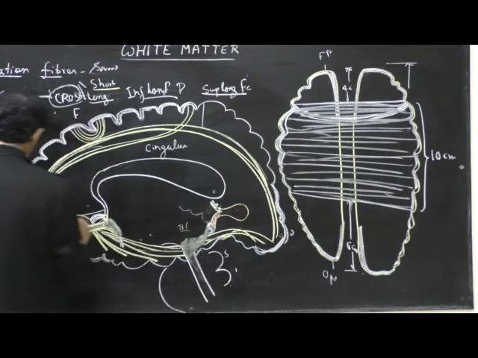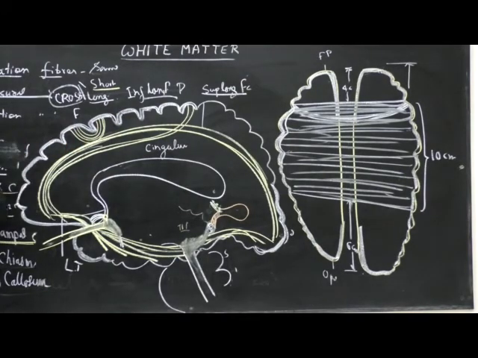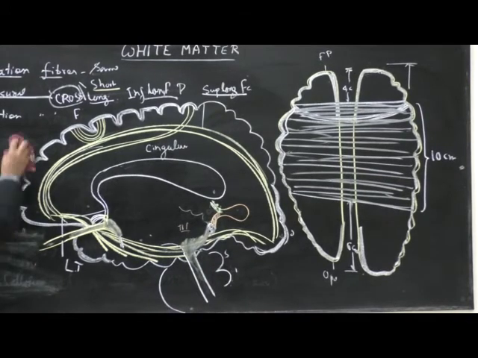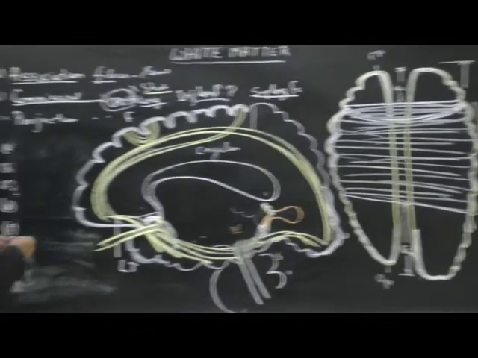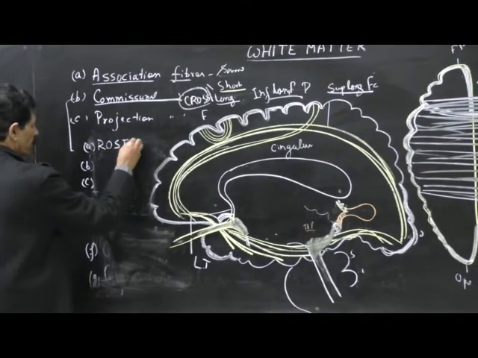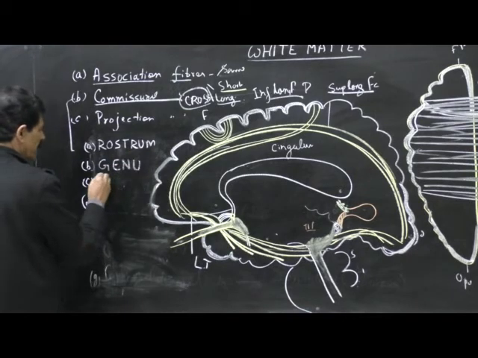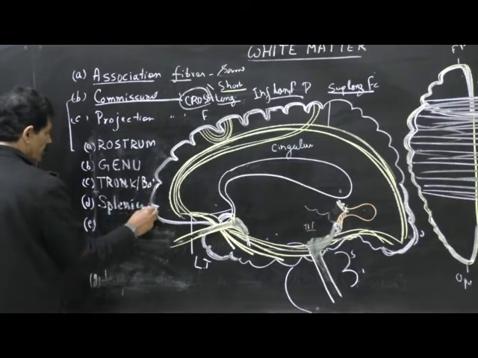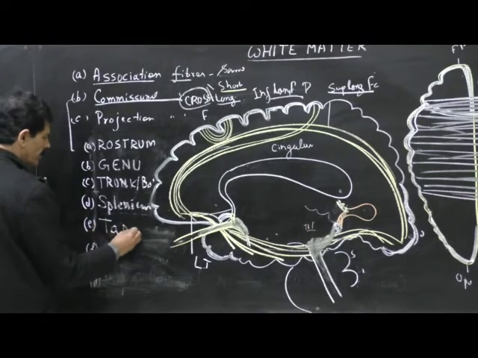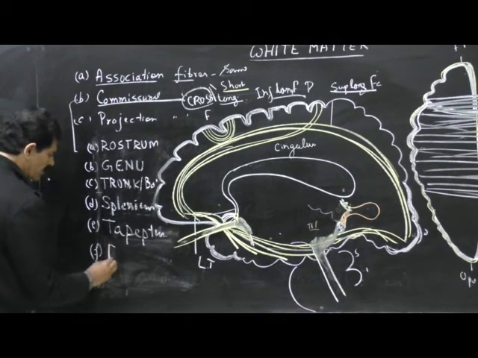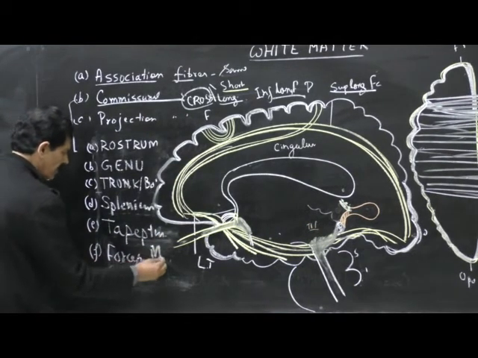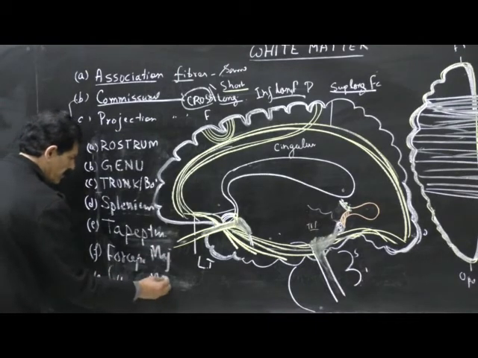If we study the parts of the corpus callosum, they are: first, the horizontal part, called the rostrum. The bent part is called the genu. The main thickness is called the trunk, also called the body. Then the posterior free end is called the splenium. The lateralmost part is called the tapetum. And it also has the forceps major and forceps minor fibers.